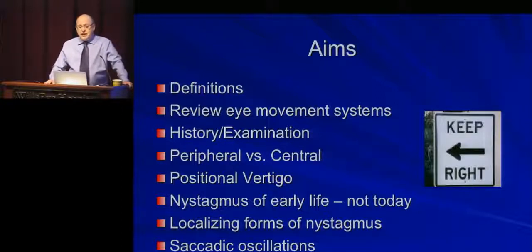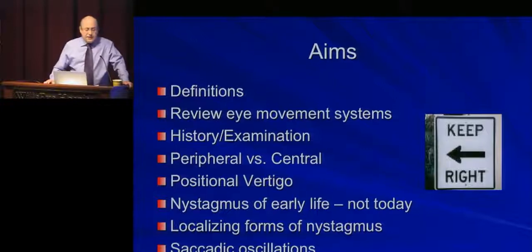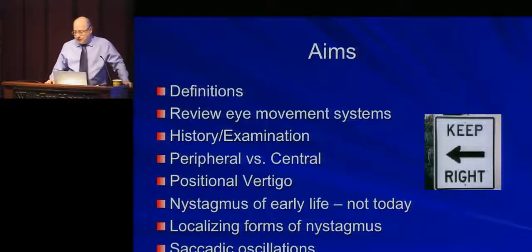In terms of the acquired nystagmus, we'll try to talk about which forms have localizing value in the nervous system. And finally, something that is often called nystagmus but isn't, saccadic oscillations. We don't really have enough time to get into treatments, which we could do at another time.